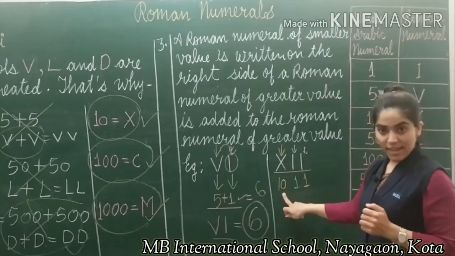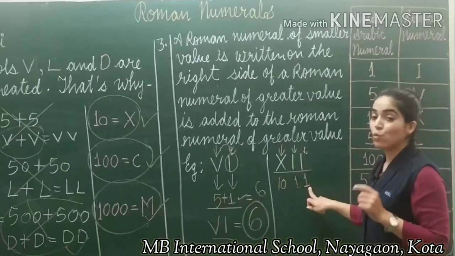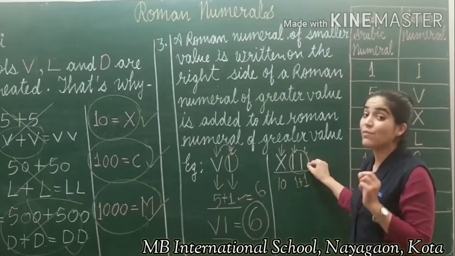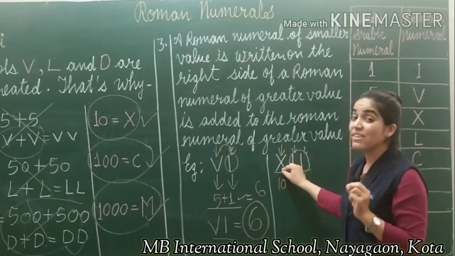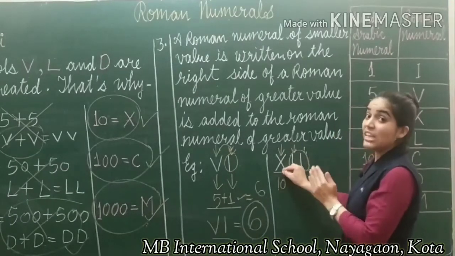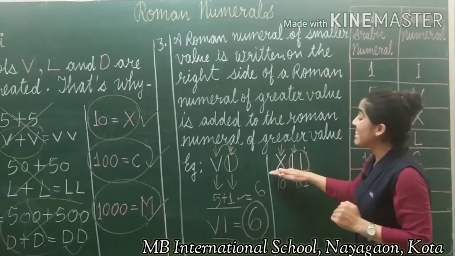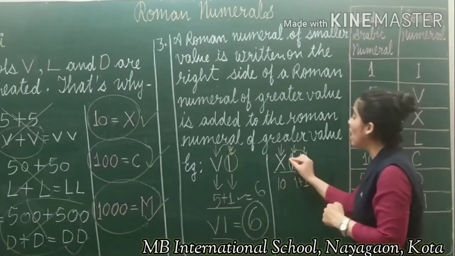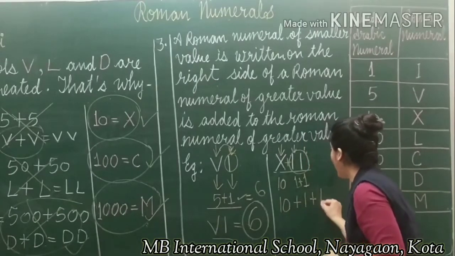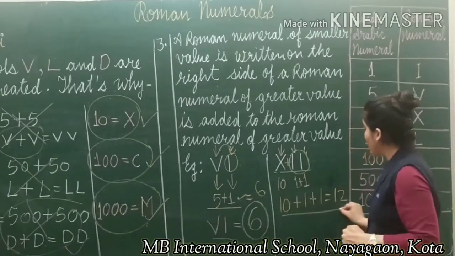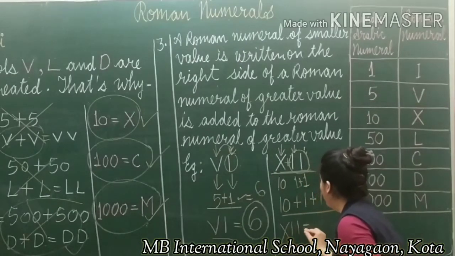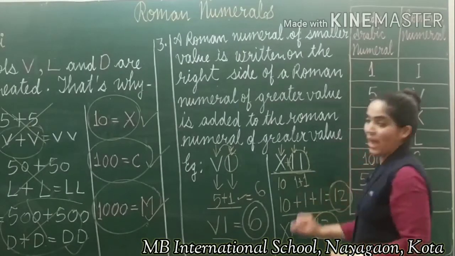Next example: I have taken the values of 10 and 1 and 1. So this X indicates 10, this indicates 1 and this one indicates 1. Here, if we add 1 plus 1, this is also a smaller value after adding, and the 10 has greater value, and the smaller value is written at the right side of the greater value. और जब हमारी स्मॉलर वैल्यू किसी ग्रेटर वैल्यू के राइट साइड में होती है तो हम इसे ऐड करते हैं. It means we will add 10 plus 1 plus 1 equals 12. After adding we get the answer 12. It means this Roman numeral XII tells the Hindu Arabic numeral 12.